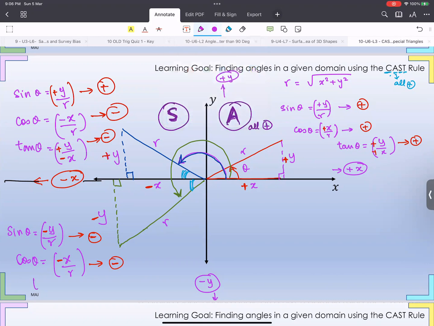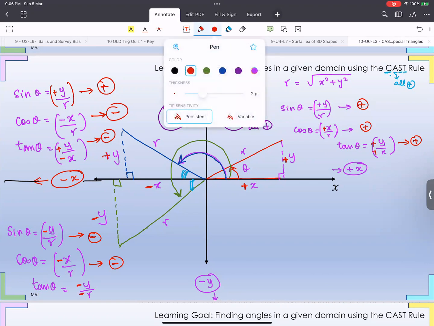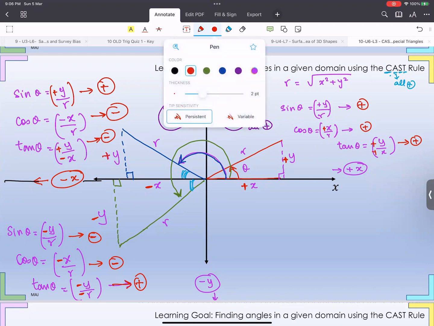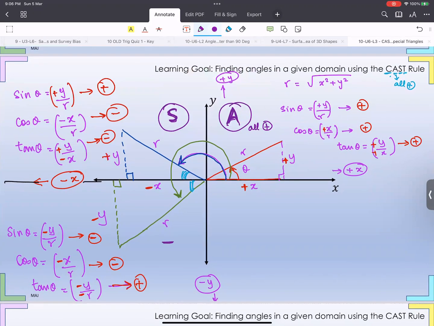And tan theta is opposite divided by adjacent. So y over x, both of them are negative, right? This is negative and this is negative. Negative divided by negative is going to end up becoming positive, right? So that's going to become positive. So only tan is positive in the third quadrant. So that's one part of the acronym, okay? So this is where the CAST rule comes from. C-A-S-T is an acronym, right? And that's where the T comes from.